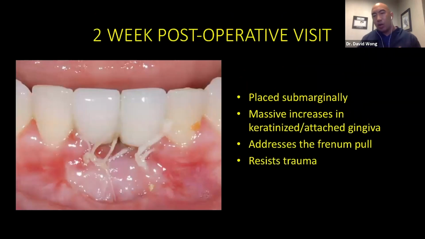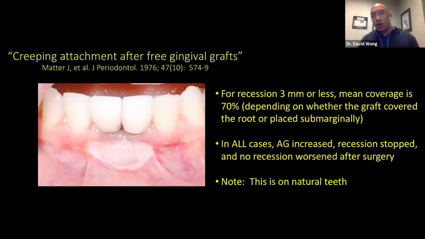So when you look at this at 2 weeks, you'll notice that the tissue is very, very thick and robust, very sturdy tissue. But not only that, you're going to notice a phenomenon that we see in perio a lot, which is called creeping attachment. This is from a very classic paper by Matter in J Perio in 1976. What happens here is when you put a free gingival graft around a recession defect, even though you don't cover the recession defect, over time with good oral hygiene, that tissue creeps up the root surface. Which is a nice phenomenon. It doesn't happen all the time, but it does happen quite a bit where we're not surprised anymore.